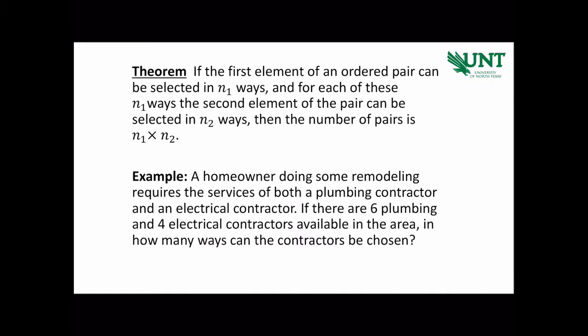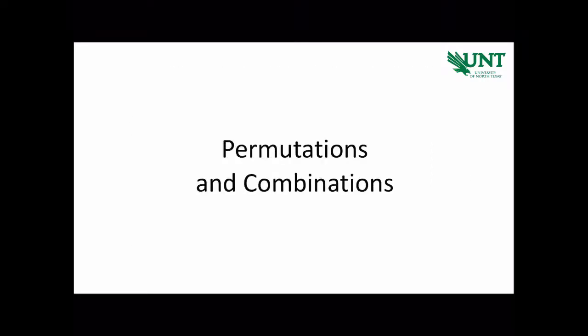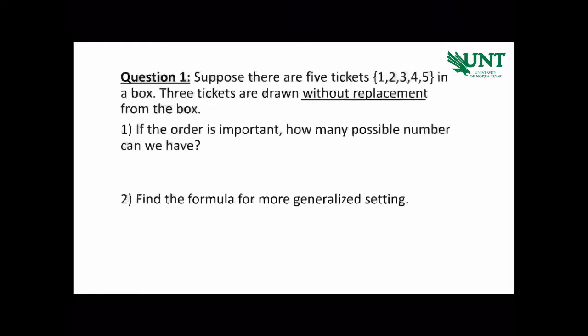Examples. A homeowner doing some remodeling requires the service of both the plumbing contractor and the electric contractor. If there are 6 plumbing and 4 electric contractors available in the area, in how many ways can the contractor be chosen? Okay, so this is 6 times 4 equals 24. Easy. Permutation and combinations. Let me start with the following question.